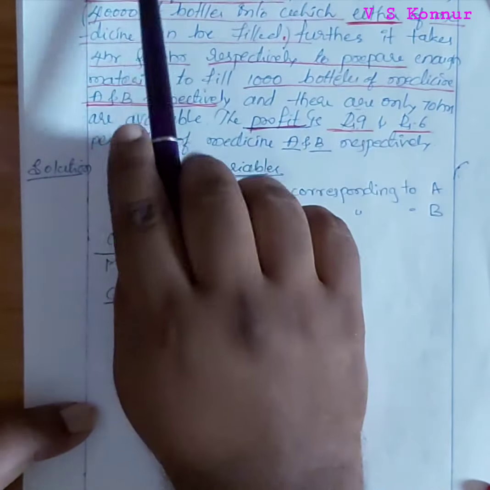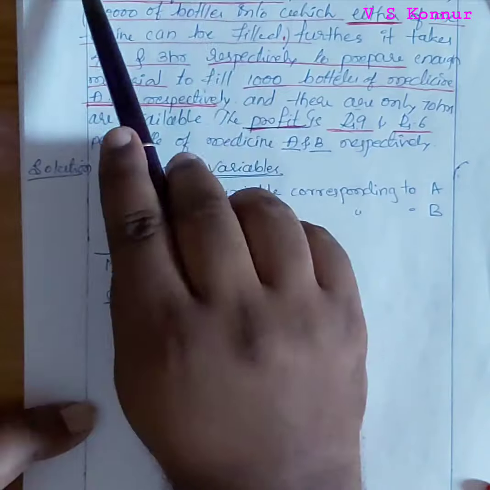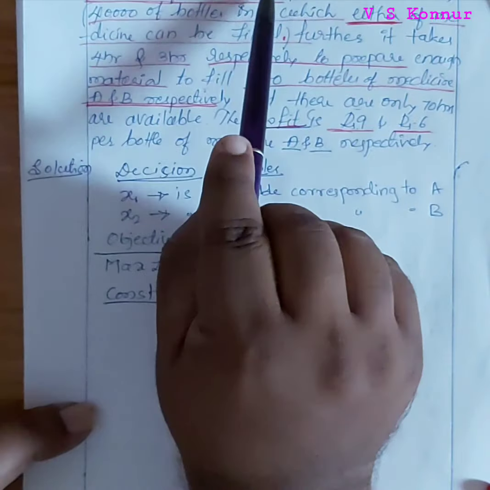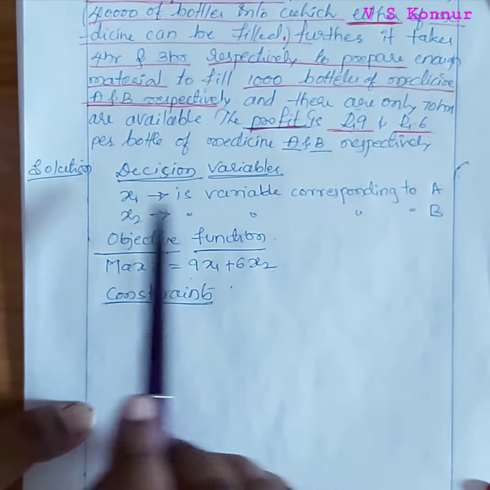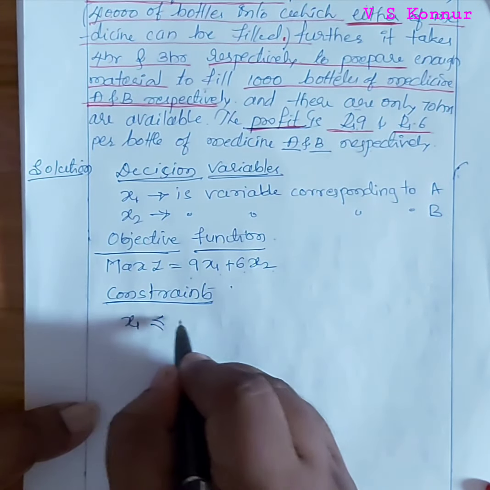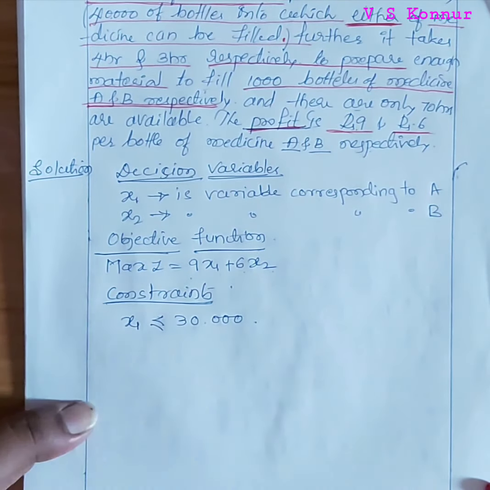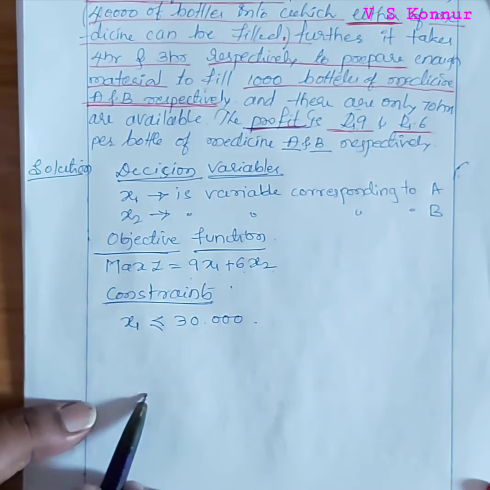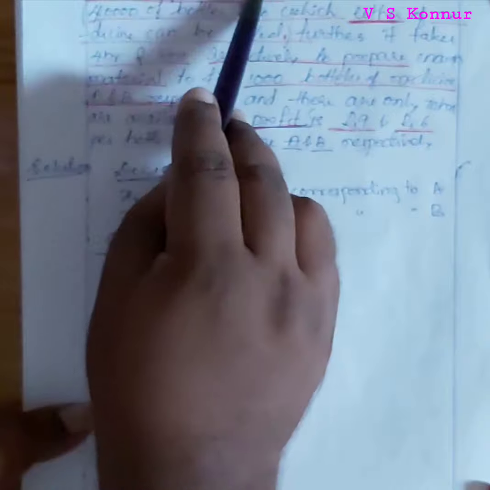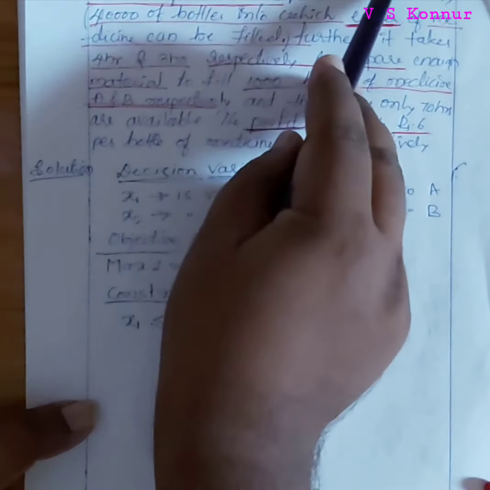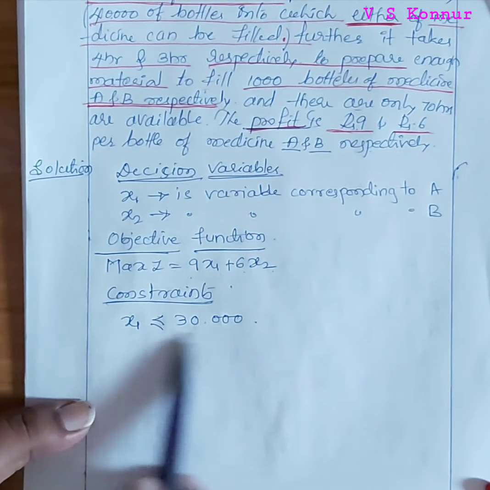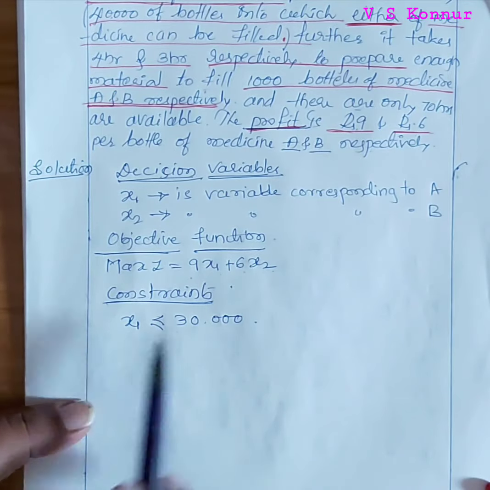Now we have to define the constraints. In this problem, the medicine A and B part is over. There are sufficient ingredients to make 30,000 bottles of medicine A. Medicine A is nothing but X1. X1 is less than or equal to 30,000. Is it clear? That is nothing but sufficient ingredients to make 30,000 bottles of medicine A. Because of that, this is one complete restriction. Please keep that in mind. Restriction on medicine A.